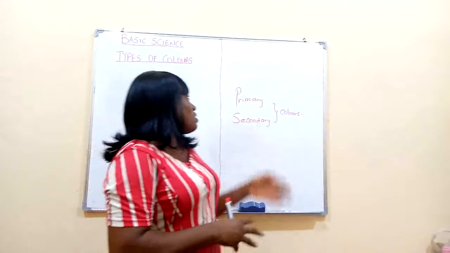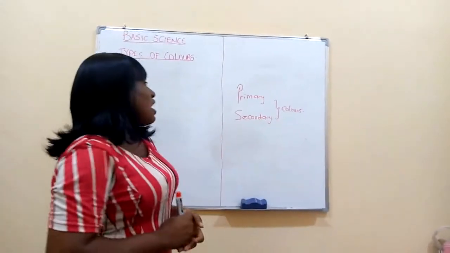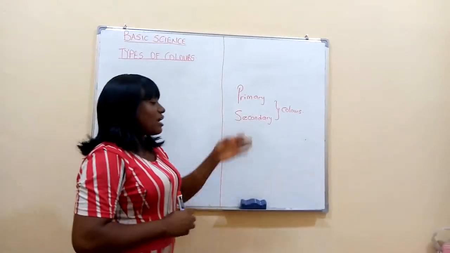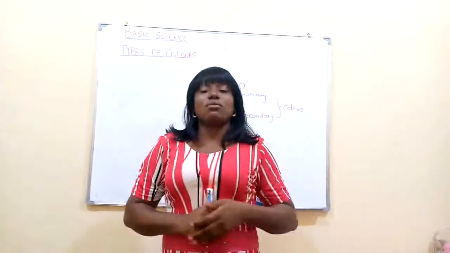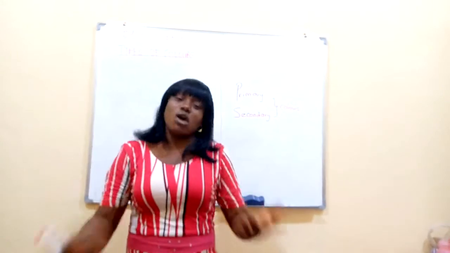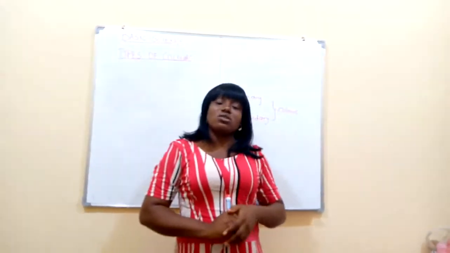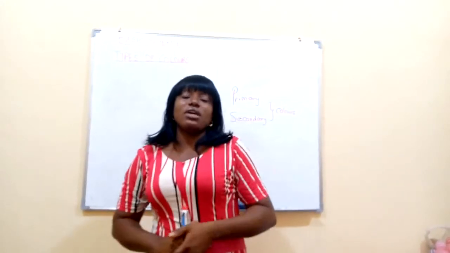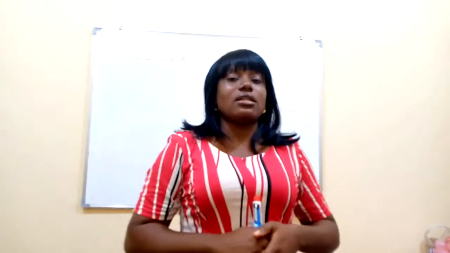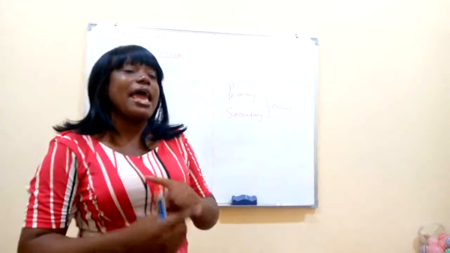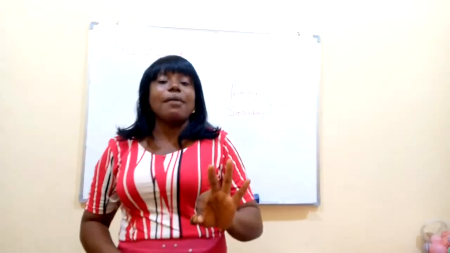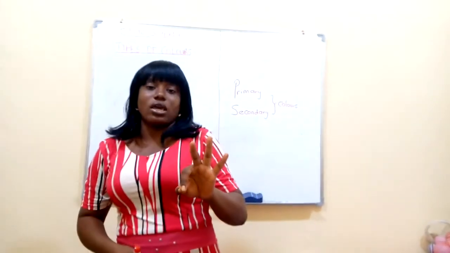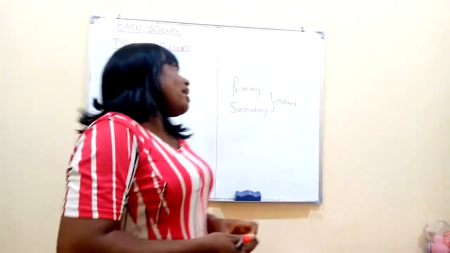And like we have on the board, we have the primary colors, and then we have the secondary colors. A nice friend like Roland will ask me, Miss Julie, what are primary colors? Beautiful. I will answer. Primary colors are obtained without mixing any other color. And we have three types of primary colors. Primary colors are three, okay? They are three.